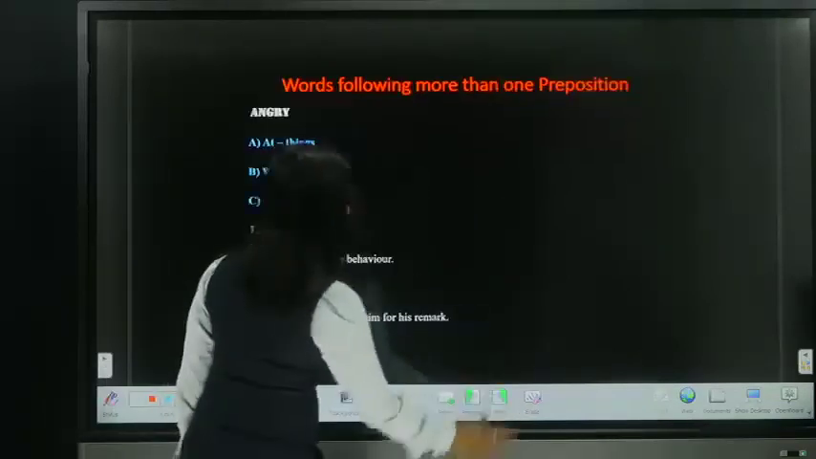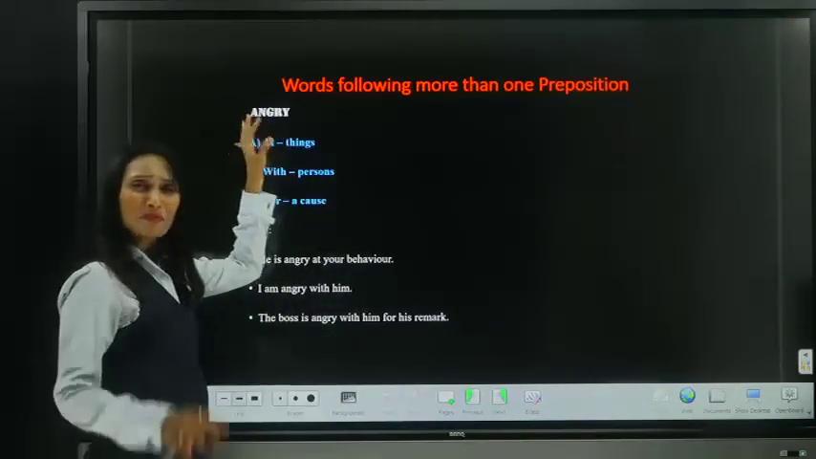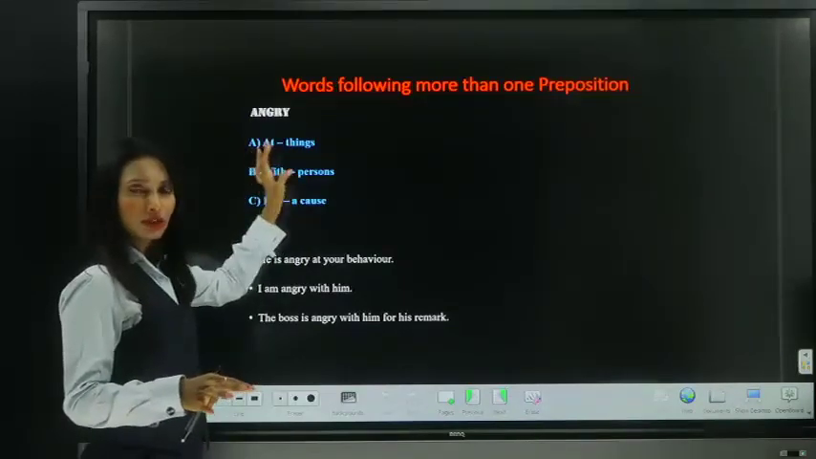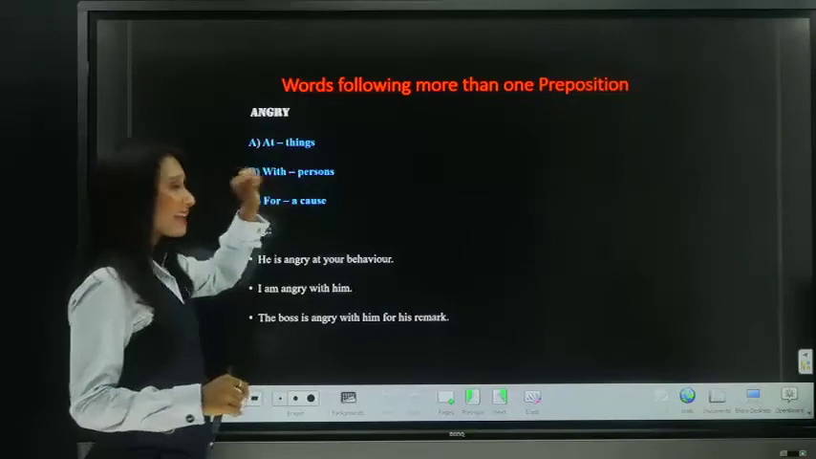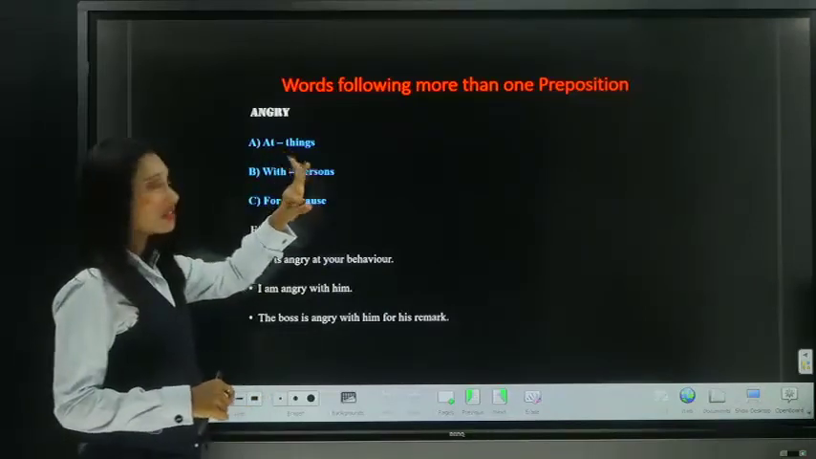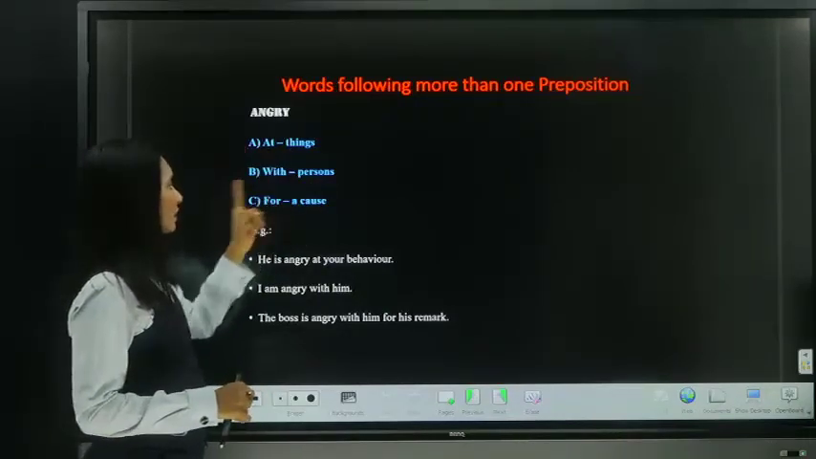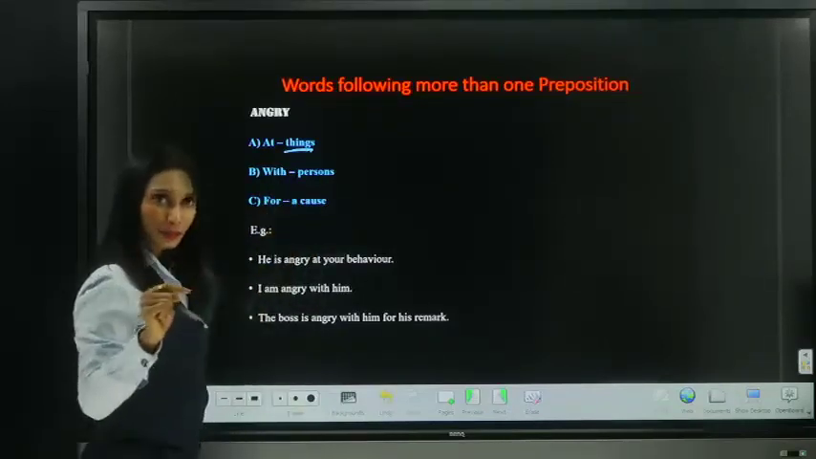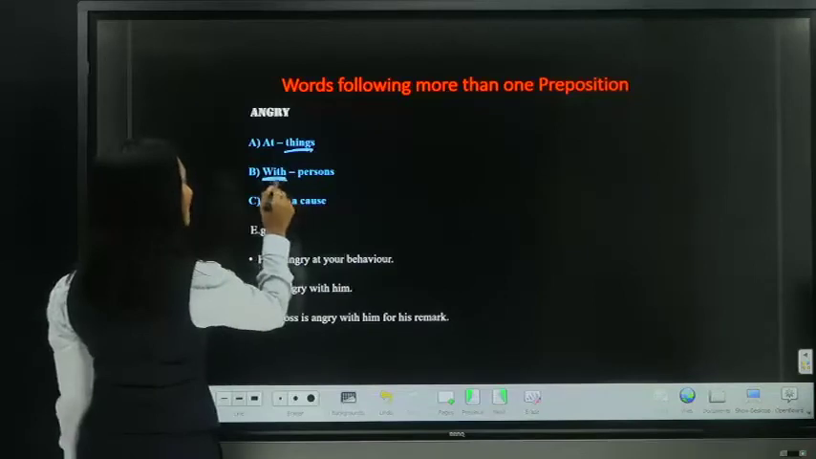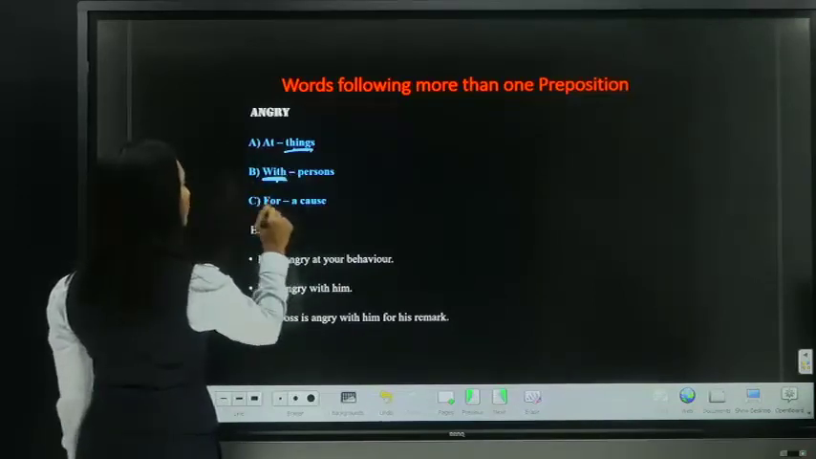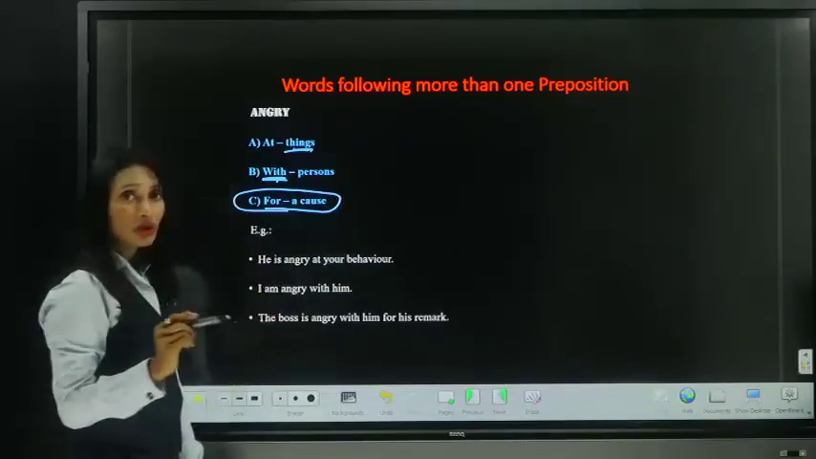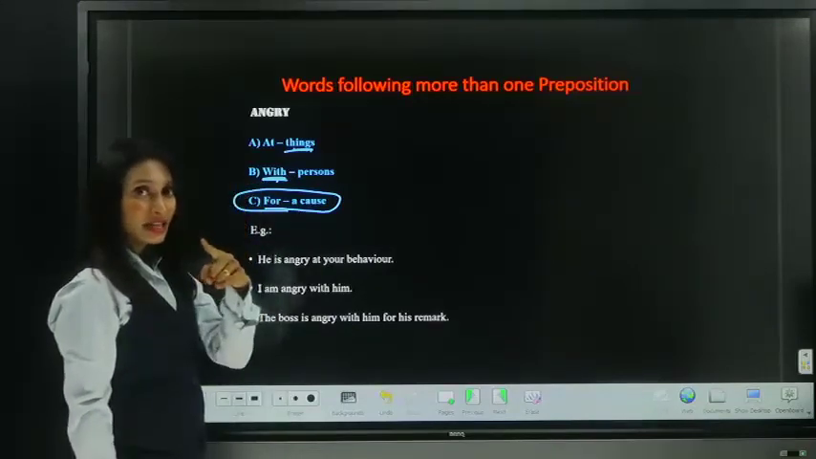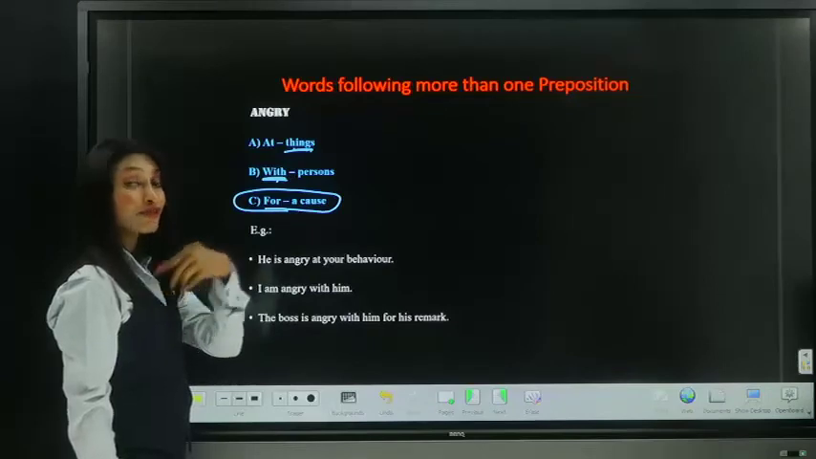Now, moving on to the next one, angry. This is the most wrongly used. It's the most mistakenly used one. Angry takes three prepositions here. Angry at, angry with, angry for. You're angry at things, not angry at persons. You're angry with the persons, angry at things, angry for a cause. Do you understand the difference? Angry at things, with the persons, for cause.